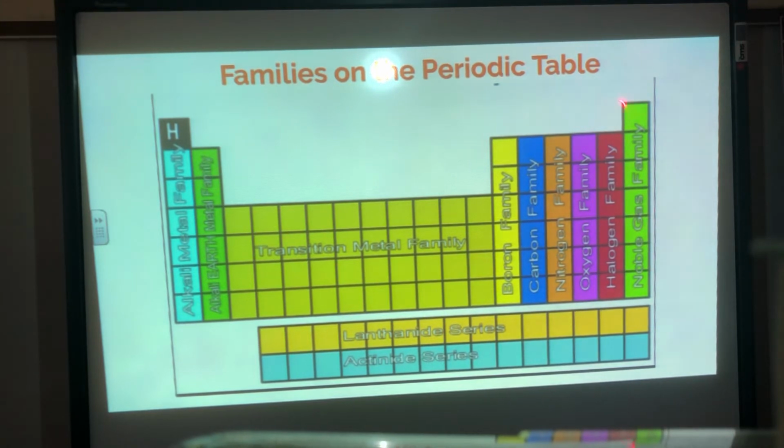Then you have the noble gases. This is the one right here in the greenish color that you might be tested on. So always know some of the noble gases, all right? Noble gases: helium, neon, argon, krypton, stuff like that.